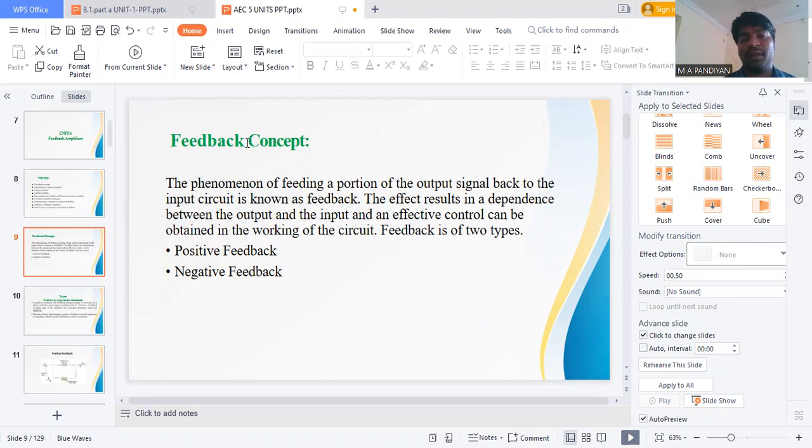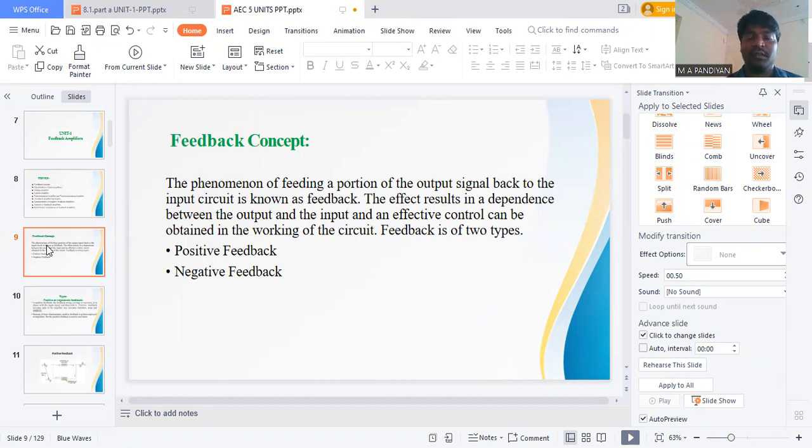So simply, feedback is nothing but a portion of the output signal going back to the input circuit, or a sample of the output being taken and given again to the input. The effect results in a dependence between the output and the input, and an effective control can be obtained in the working of the circuit. So we get the exact output. That is the purpose of feedback. Coming to the types of feedback, there are positive feedback and negative feedback. We'll discuss them one by one.